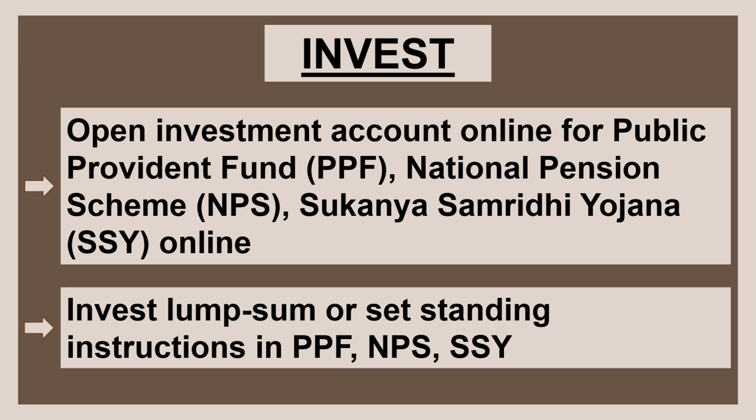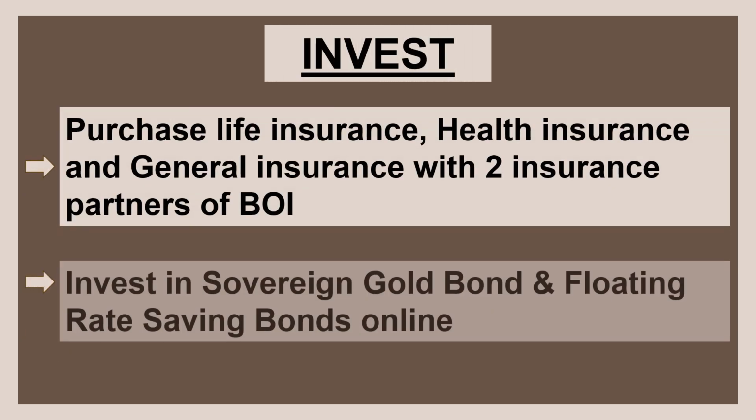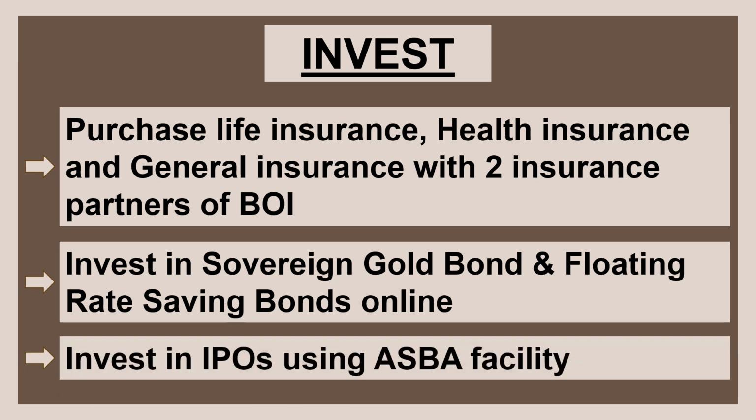Open investment account online for Public Provident Fund, PPF, National Pension Scheme, NPS, Sukanya Samriddhi Yojana, SSY online. Invest lump sum or set standing instructions in PPF, NPS and SSY. Purchase life insurance, health insurance and general insurance with 2 insurance partners of Bank of India. Invest in sovereign gold bond and floating rate savings bonds online. Invest in IPOs using ASBA facility.